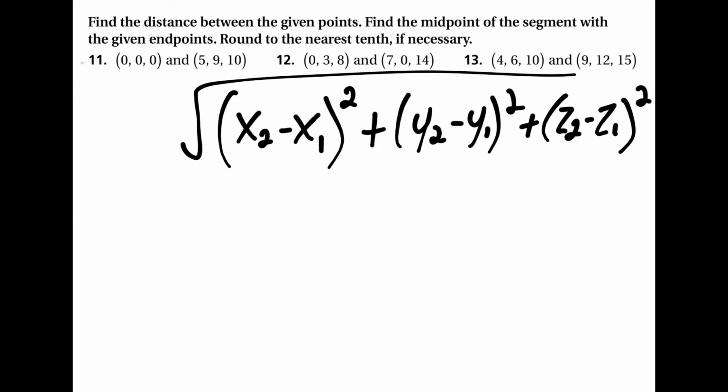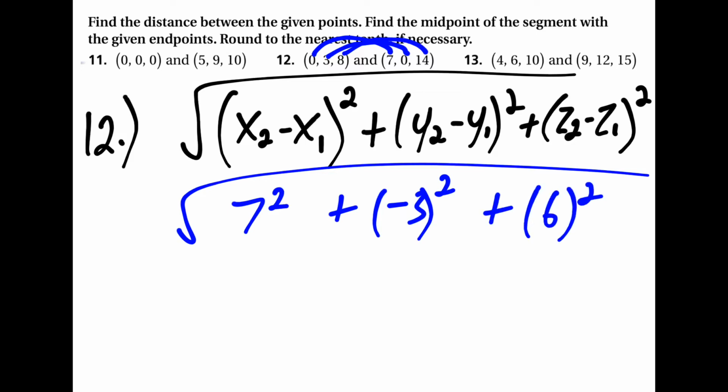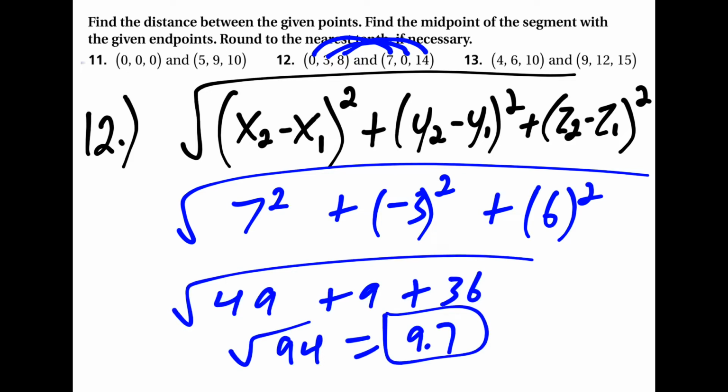While I have the distance formula there, I might as well do the distance for number 12, and then the distance for number 13 also. So 7 minus 0 gives me 7 squared. Here I'm going to take 0 minus 3 squared, so that's going to be negative 3 squared. And this last one, I'm going to take 14 minus 8, so that's going to be 6 squared. So if I square those, add them together, take the square root of their sum, and I round it to the nearest tenth, I get 9.7.